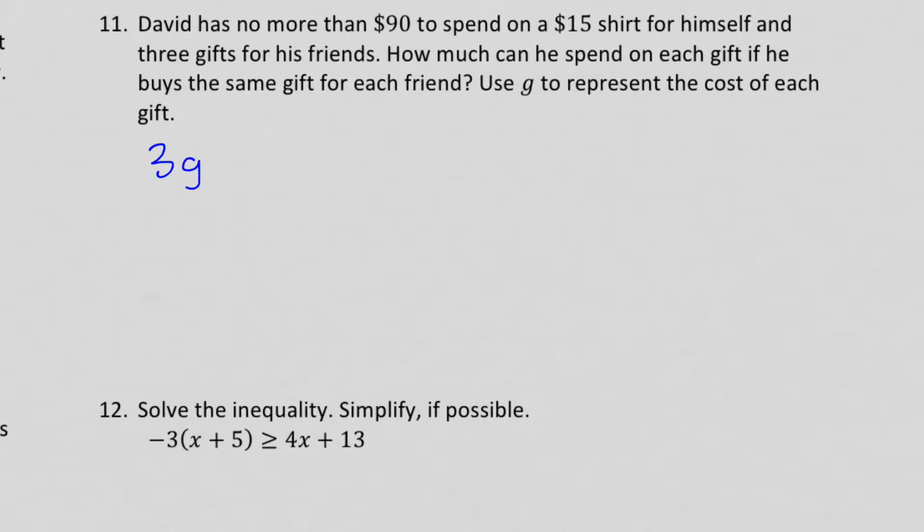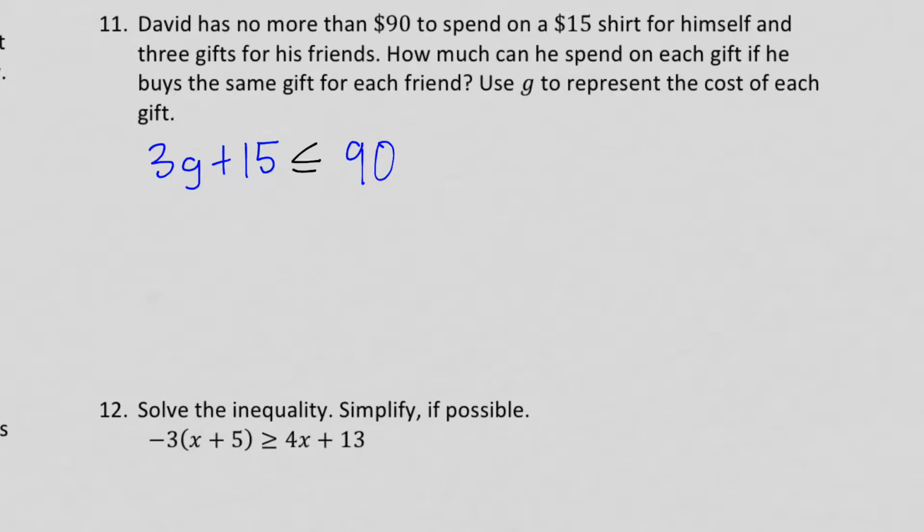That should make sense to you guys. If G represents the cost of the gift, and there are 3 of them, it should be 3G. But he's not just buying the 3 gifts, he's also buying a $15 shirt for himself. And his total cannot go over 90. So I'm going to put 90 here, and I need to figure out which inequality symbol. It's not equal to 90. We don't want him to spend exactly 90. He can spend 90 or less, right? He cannot go over 90. So my inequality symbol here should be less than or equal to. He can spend exactly 90 or he can spend less than 90, but he cannot go over. And that's the inequality that we're going to solve.